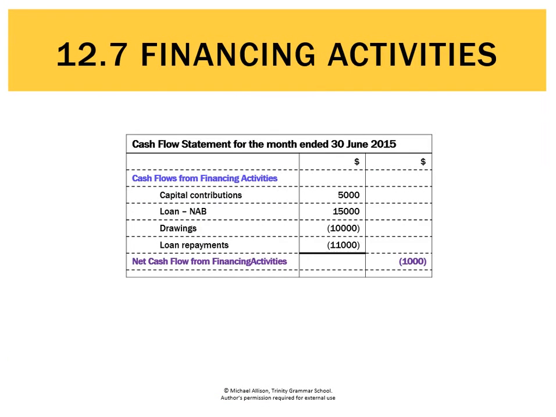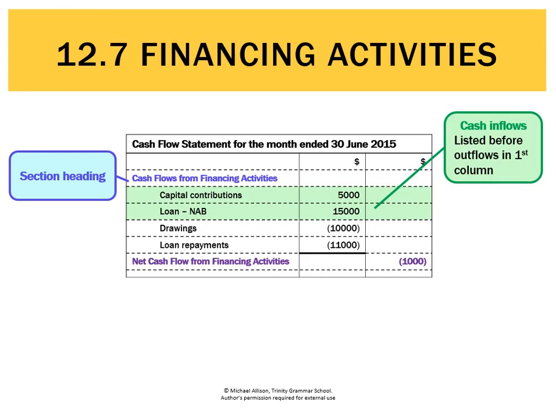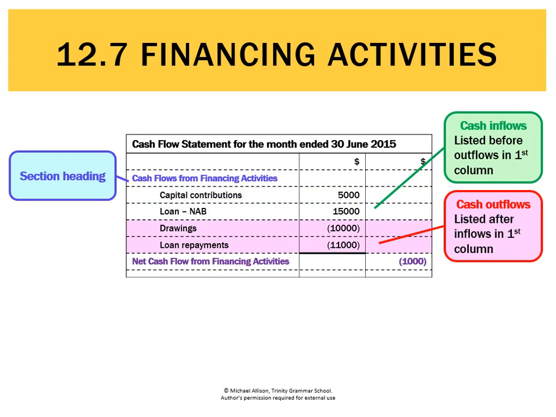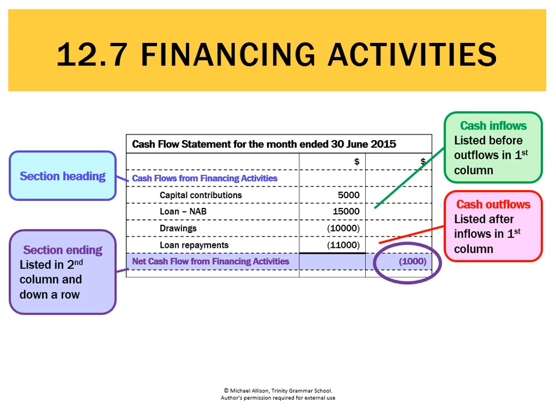The format is very simple. We start with the section heading, cash flows from, in this case financing, inflows on top in the first section, first column, outflows underneath in the first column. We use brackets for the negatives, and then we finish with net cash flows from, in this case, financing activities.